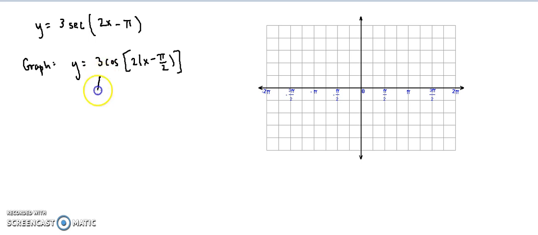So just like before, the 3 is going to be our amplitude. The 2 out front, that changes our period. So the period for cosine is usually 2 pi.